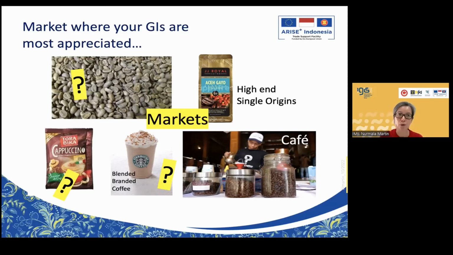And it's now down to you to decide where you want to focus, which market you want to focus on, and how you want to split the segmentation. Whether you want to only focus on collaborating with people like JJ Royale, or in the blended market.